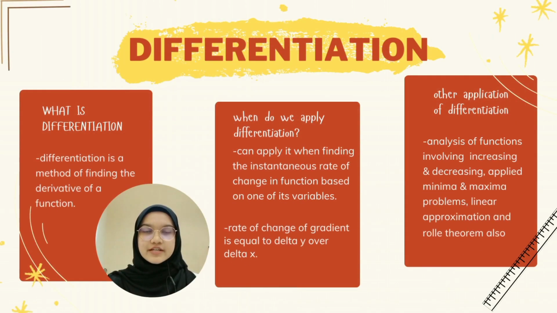Hi, I'm Nurul Nadira, and I will explain to you about an application of differentiation. First and foremost, we need to know what differentiation is. Differentiation is a method of finding the derivative of a function. Secondly, when do we apply differentiation? We can apply it when finding the instantaneous rate of change of a function based on one of its variables. For example, the rate of change of gradient is equal to delta y over delta x.